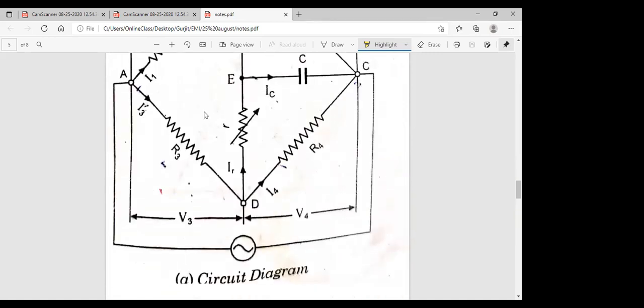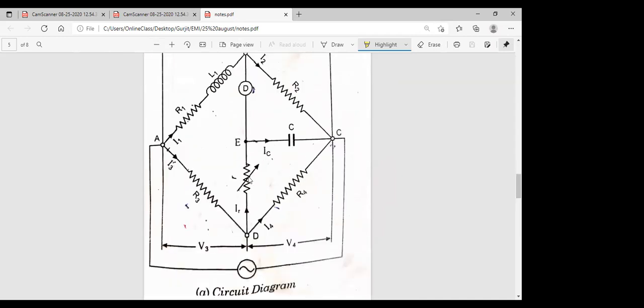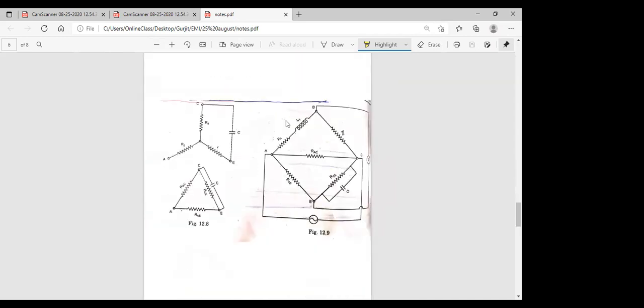So we are converting this star connection R3, small r, R4 from the main diagram into the delta connection. When we convert it into the delta connection, we get this Maxwell capacitance bridge. This is R3, this is small r, this is R4, this is the capacitor. So here we have three points, point A, point C, and point E. We are converting these values with the help of star delta values.